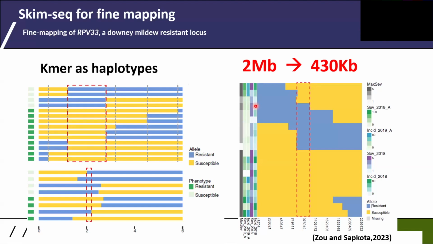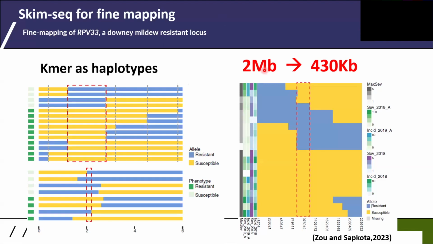For example, in this Rpv3 work that Chen is working on, she was able to use rhAmpSeq markers to map to a resolution of a 2 Mb region. But a 2 Mb region still has lots of genes in between. It's very difficult for us to identify the causal gene from the 200.